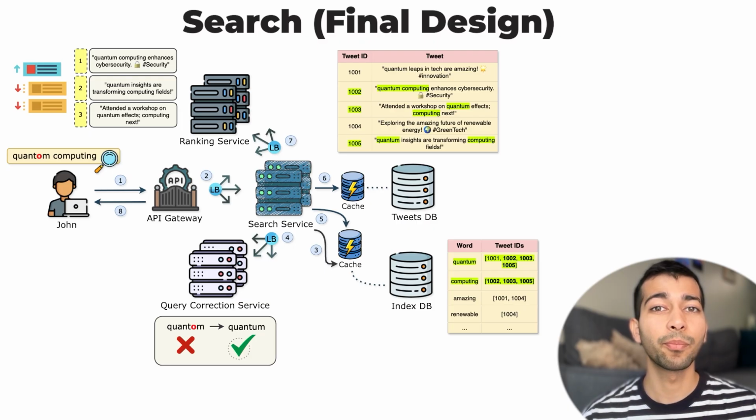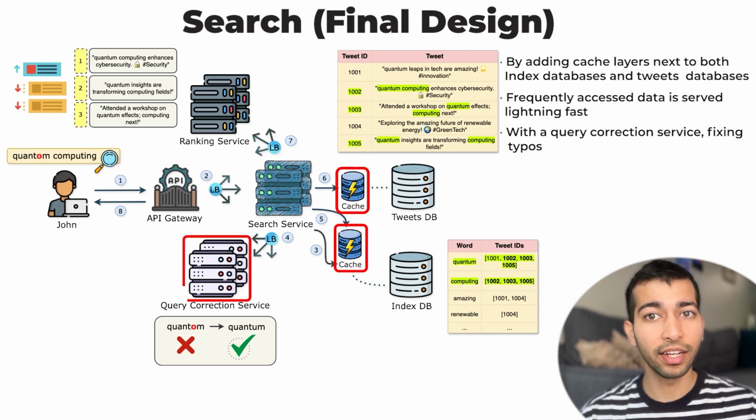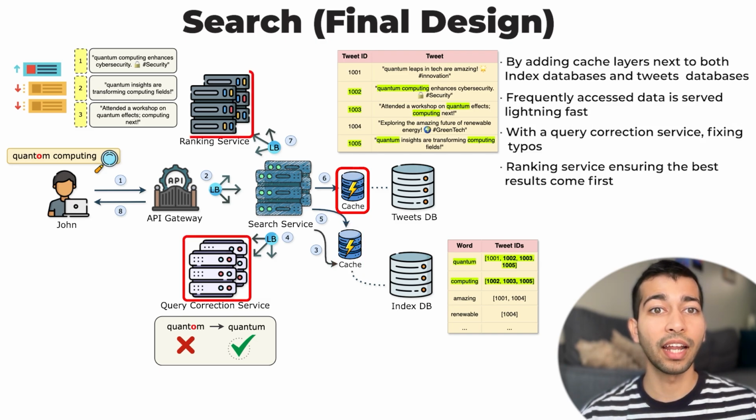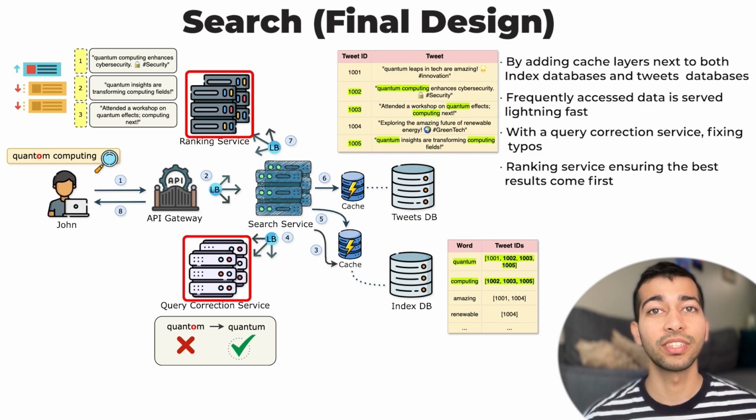Now, why does this final design rock? This final design is the perfect combination of speed, accuracy, and flexibility. By adding cache layers next to both index databases and tweets databases, we make sure that frequently accessed data is served lightning fast. With the query correction service fixing typos and the ranking service ensuring the best results come first, John always gets the right results fast. And our system is flexible too. So that's it for the final design. That covers the whole search functionality where we have seen fuzzy search, caching, ranking, and indexing.